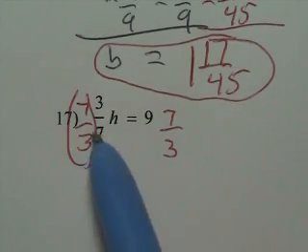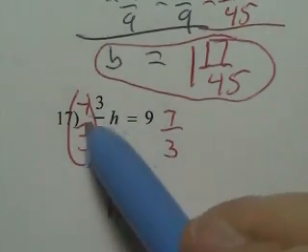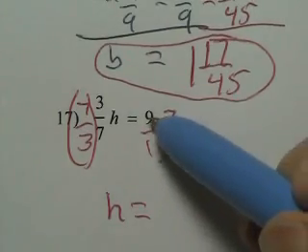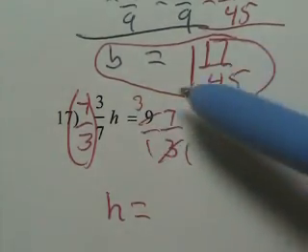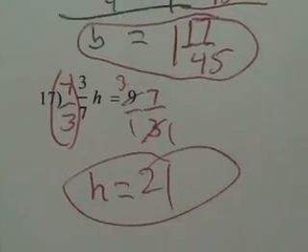Number 17, I multiply by the reciprocal. That's going to give me h. So 7 over 3 I multiply. 7 over 3. And notice that 3 goes into 9 3 times. So I have 3 times 7, 21.